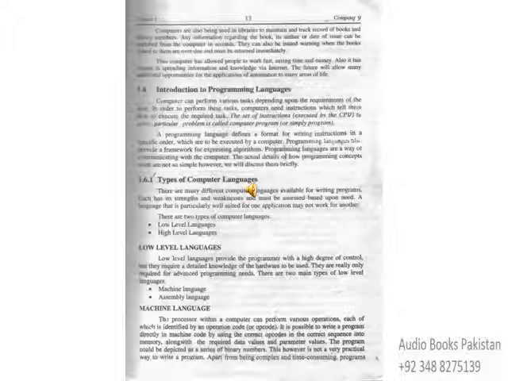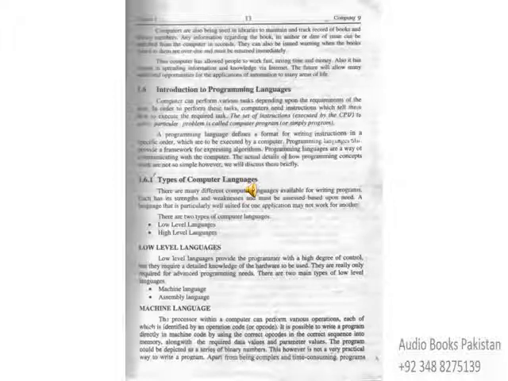Machine language. The processor within a computer can perform various operations, each of which is identified by an operation code, or opcode. It is possible to write a program directly in machine code by using the correct opcodes in the correct sequence into memory, along with the required data values and parameter values. The program could be depicted as a series of binary numbers. This, however, is not a very practical way to write a program.